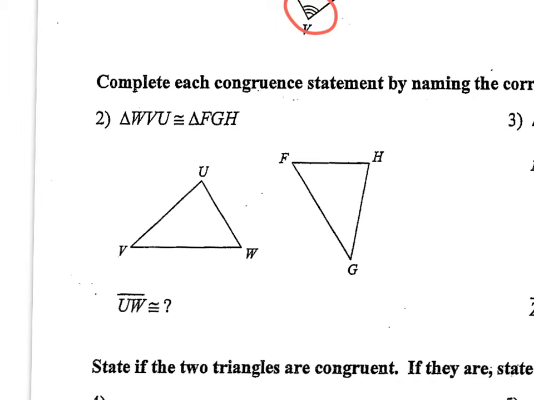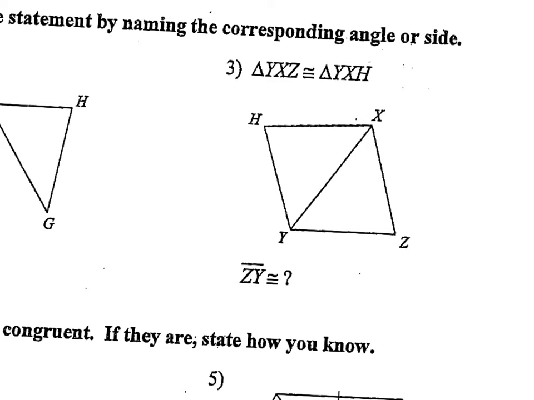Number 2, segment UW is congruent to segment HF, so that order matters. We should have put the segment hat on it. Number 3, triangle YXZ is congruent to triangle YXH, so that means that segment ZY is congruent to segment HY.